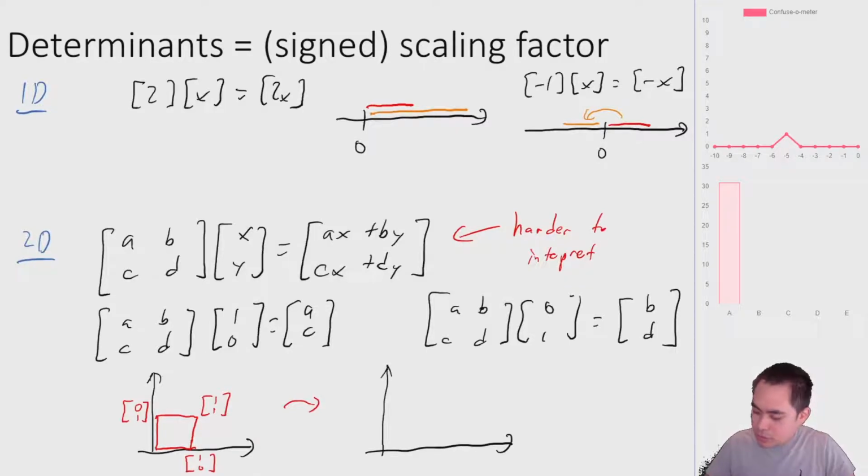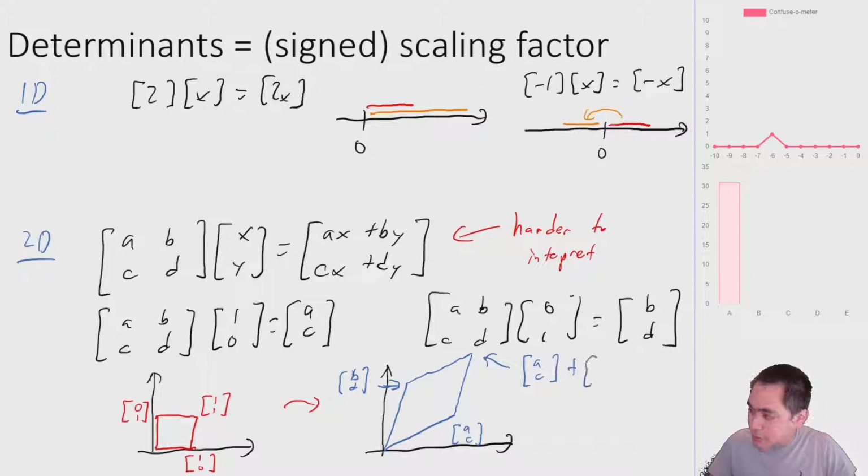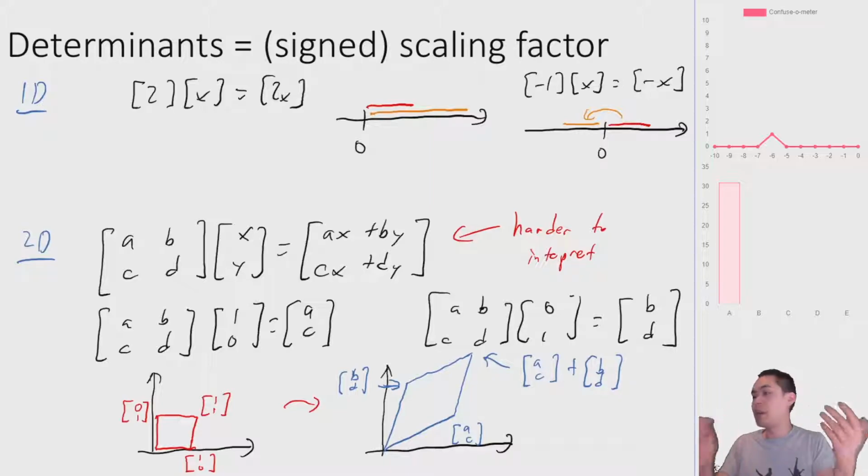Where these things are going to go is you're going to have a shape that looks like this. This coordinate here is a, c, wherever that is, and that coordinate is going to be b, d. And if you want the 1, 1 coordinate, you just add them together, so that coordinate is going to be a, c plus b, d. And you can double check that the 1, 1 coordinate does actually go there. And so what we've done is we've transformed this square into a parallelogram.